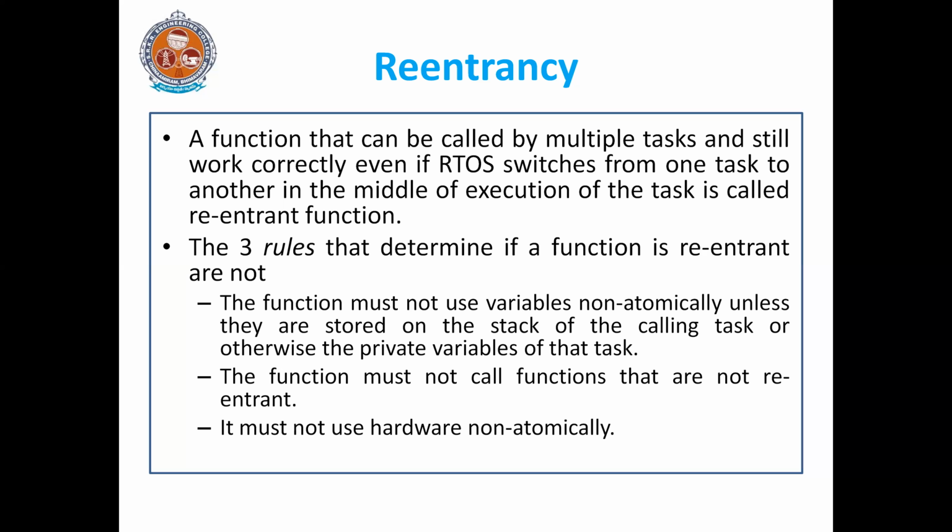In order for a function to be reentrant, it has to follow three rules. What are those three rules? The first rule is that the function may not use variables in a non-atomic way unless they are stored on the stack or are private data. So that means the function should use only stack data or private data. Then we don't have any problem. Even if the RTOS switches, because the data is private, the data cannot be used by any other task. So that's why your function will work correctly. That is the first rule.